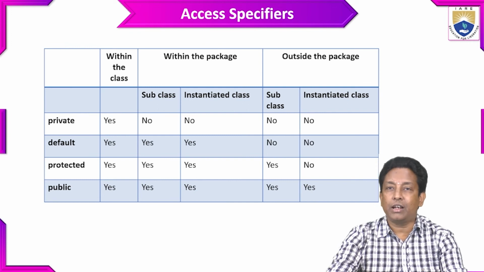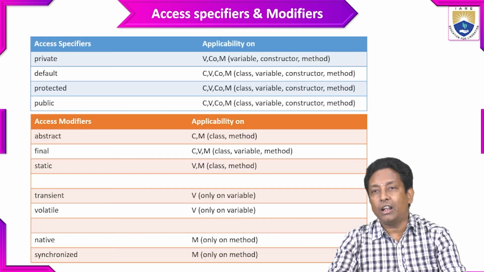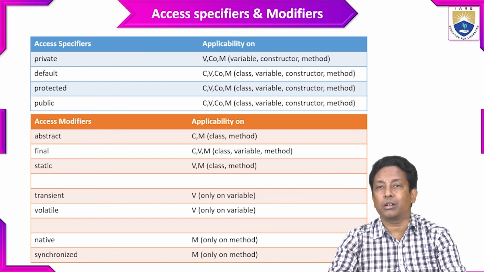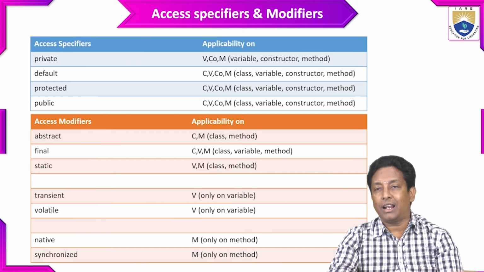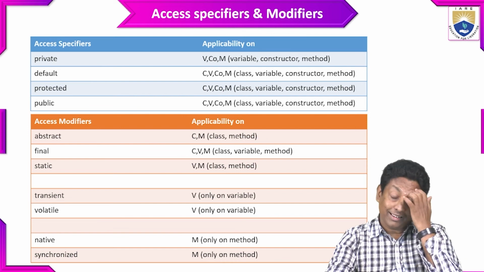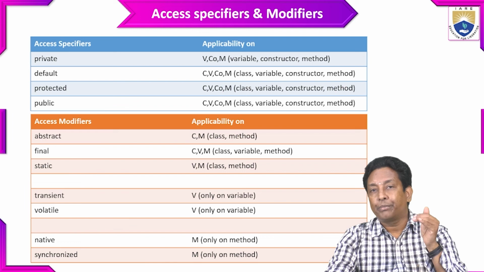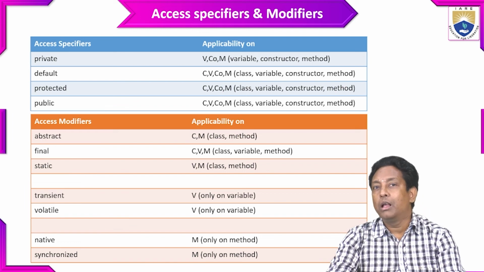This is access specifiers and their scopes. In the next slide, we specified on what we can apply private, default, protected, public. As I told you, a Java program mainly consists of class, variable, constructor, method. So to which of these can the private, default, protected, and public access specifiers be applied?